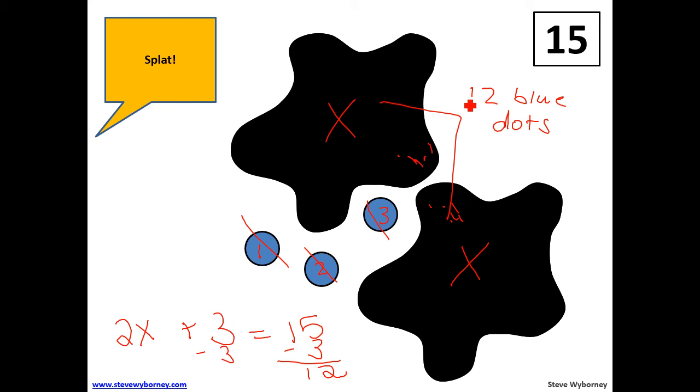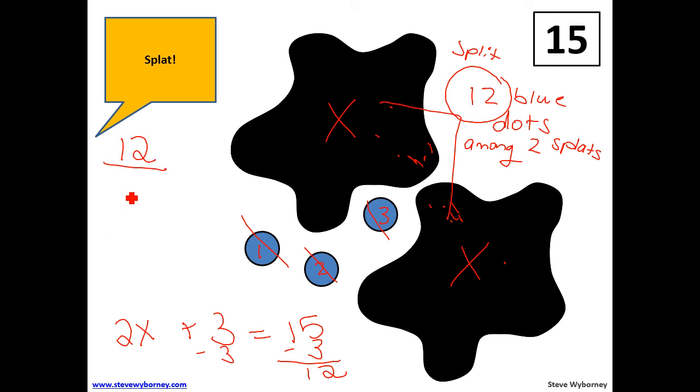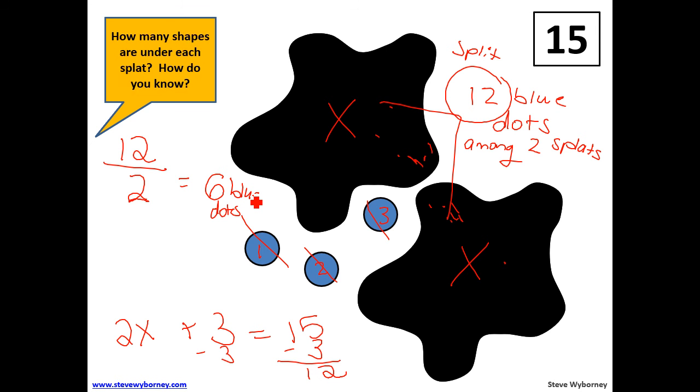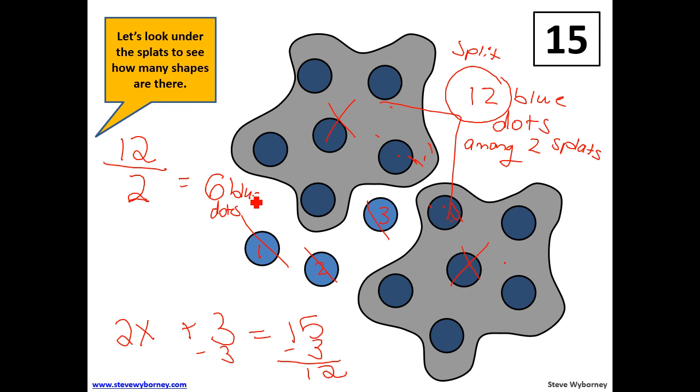But here's the thing. We know that there has to be the same number in both of them. So somehow we need to divide or split 12 blue dots among 2 splats. Okay, so we have to divide 12 blue dots divided by 2 splats, which gives us what? How many blue dots are going to be under each splat? 6 blue dots underneath each splat. And let's check our work. And we are right. There was 6. Okay, let's do one more.